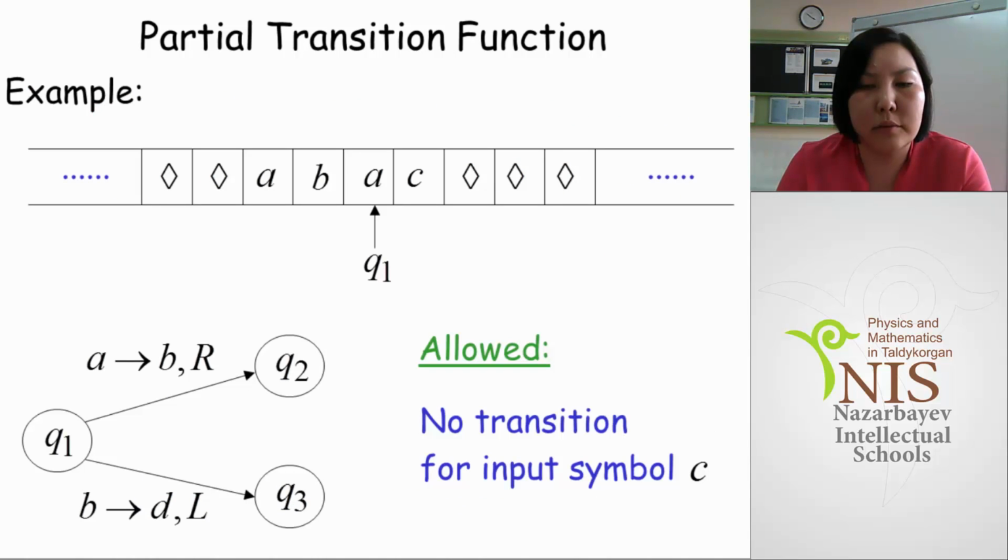There is another concept like a partial transition function. What does it mean? Here in the diagram we can see that in the state Q1, machine has to change the letter A to letter B if there is that, and if there is a letter B, it has to change it to letter D. But there is no transition for input symbol C. Therefore, here it will stop. It doesn't know where to go next.